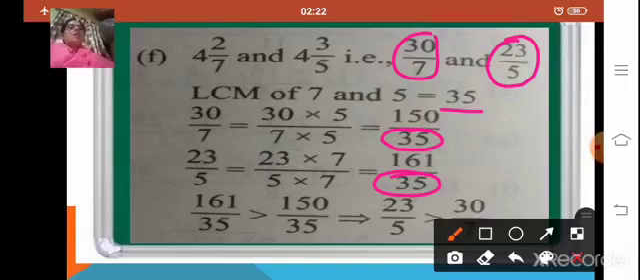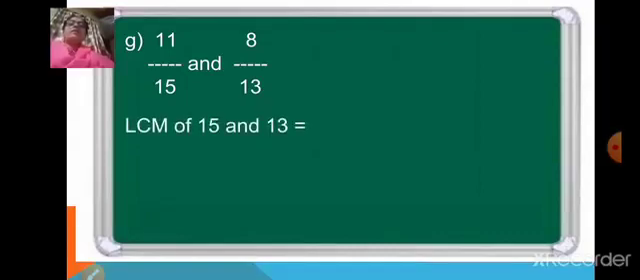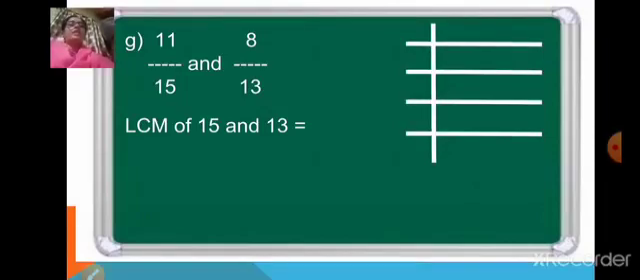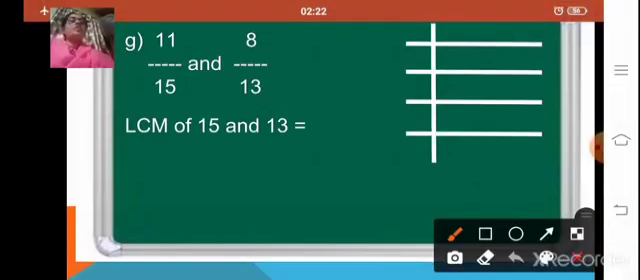Now coming to the last sum of this exercise, 11 upon 15 and 8 upon 13. Again the same steps you have to follow. The first thing is, you will take the LCM of 15 and 13. So let us take the LCM of 15 and 13 first. So you will write the number 15 and 13. Now 13 is a prime number. So first, 15 is divisible by 5. 5 3s are 15 and 13.